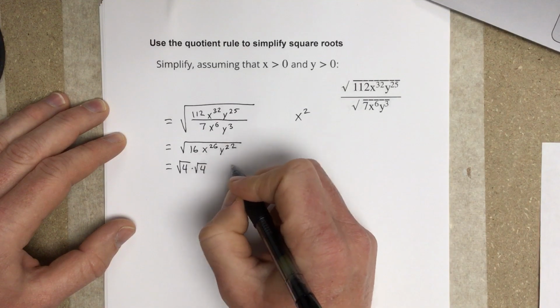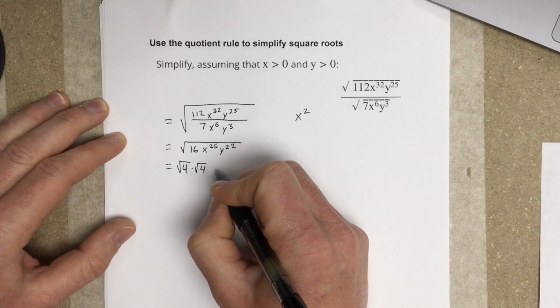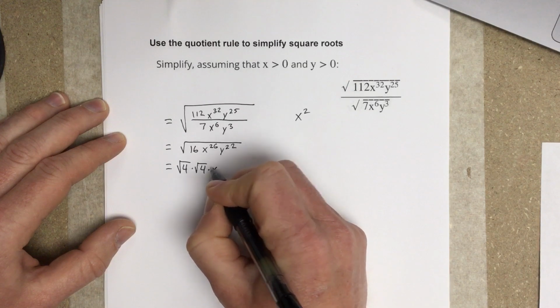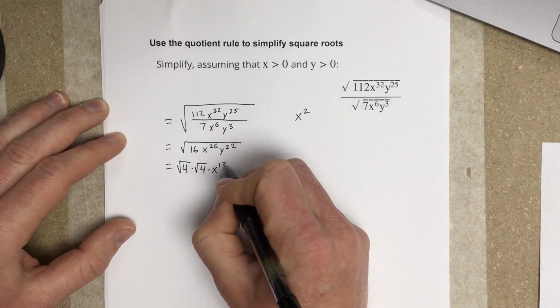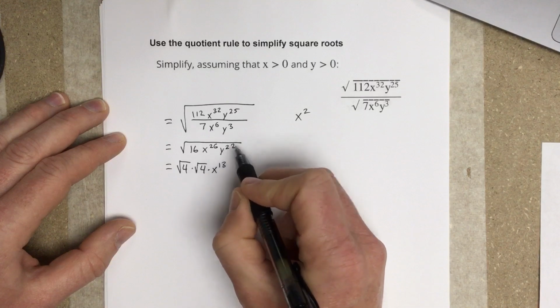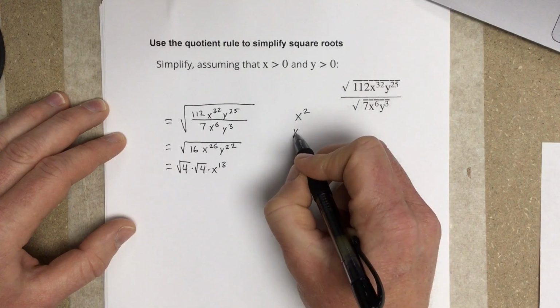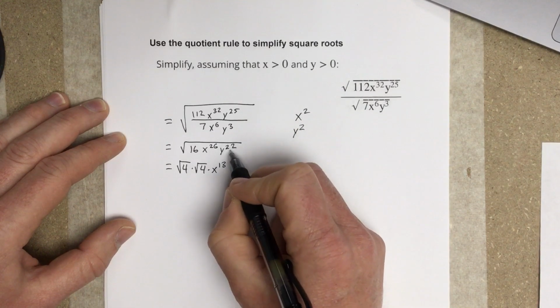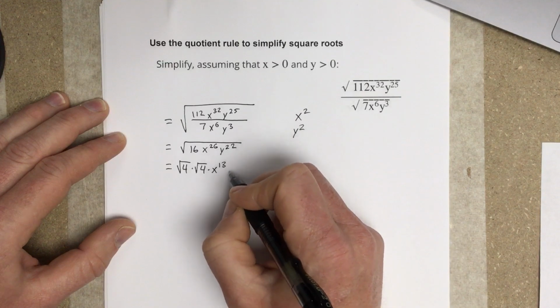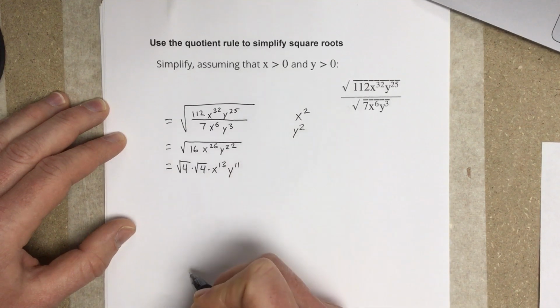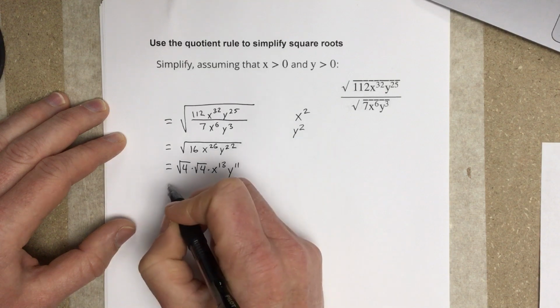So I can write this as x to the 13th. And then y to the 22nd, we would know that y squared goes into that 11 times. So I can say that this is y to the 11th when I simplify those pieces.